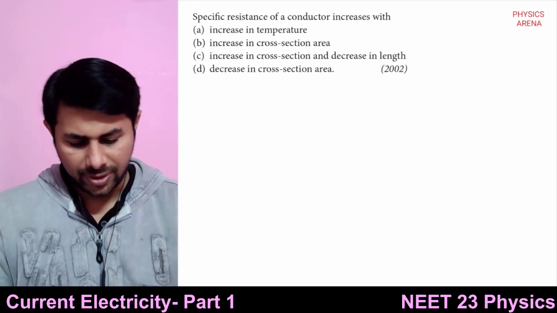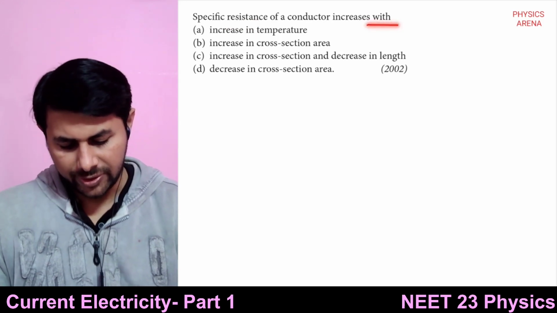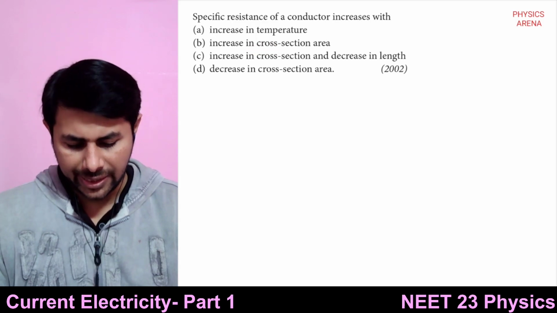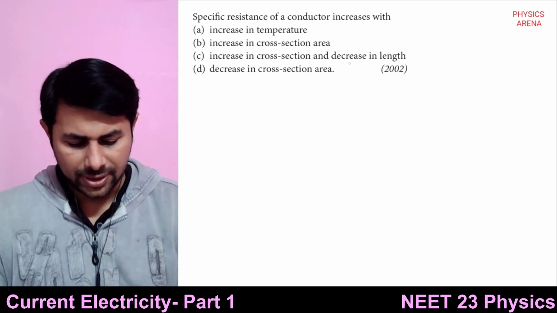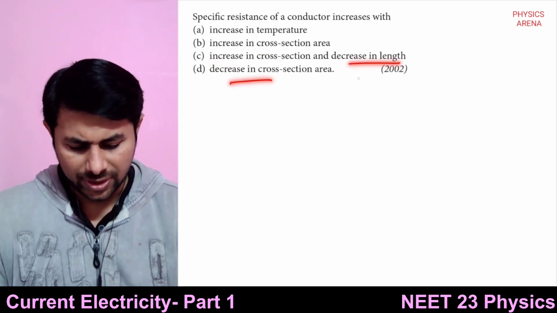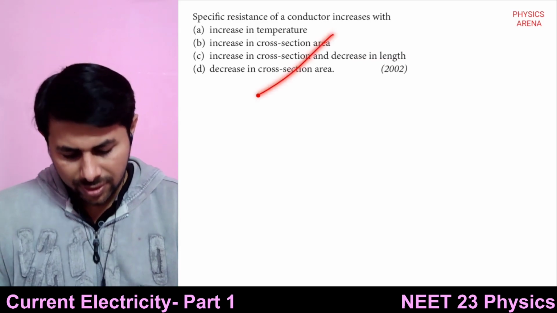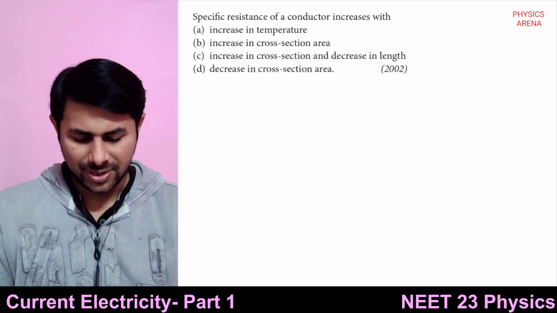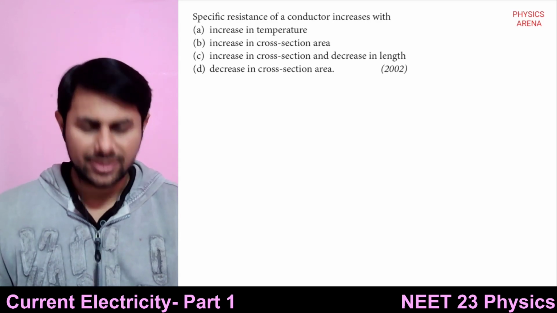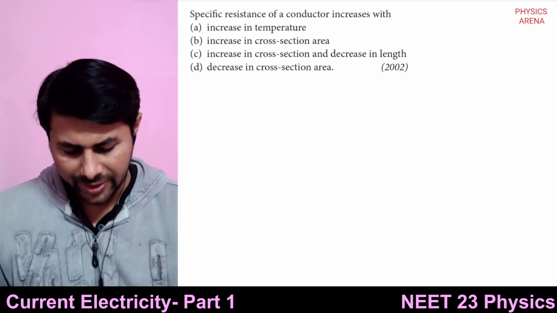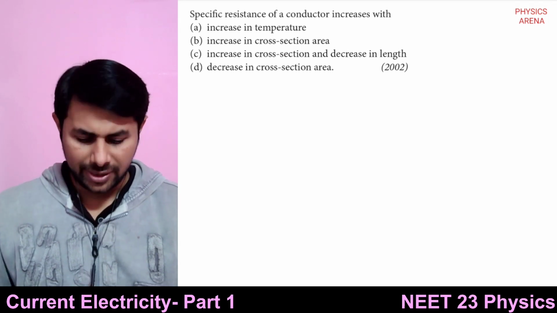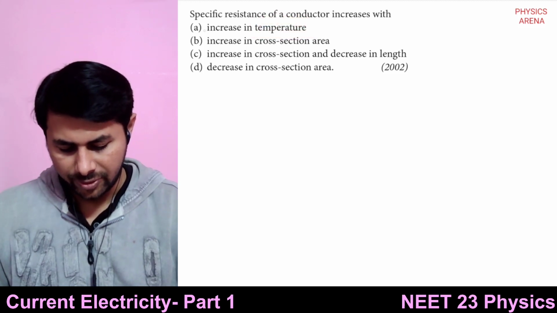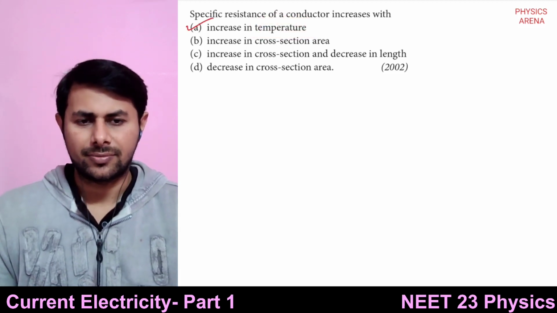Specific resistance of a conductor increases with increase in temperature, increase in cross-section area, increase in cross-section, and decrease in length, decrease in cross-sectional area. So the last three options are irrelevant. The specific resistance doesn't change with change in cross-section or length. It is a property of the material. It only changes with temperature. So it is option A.